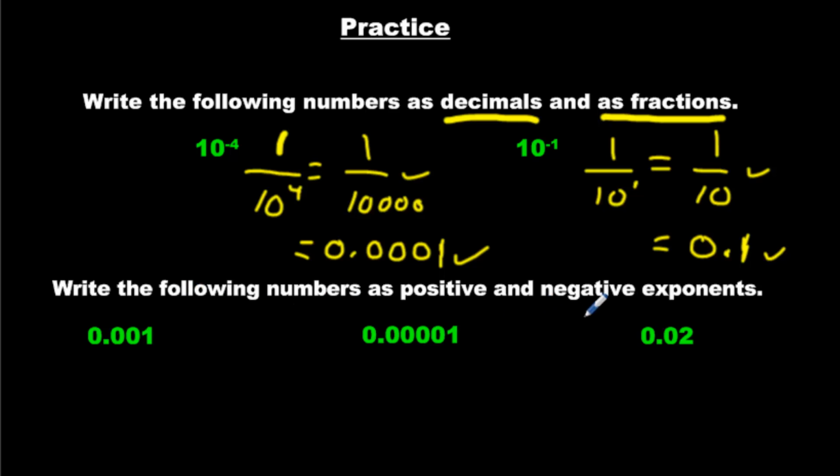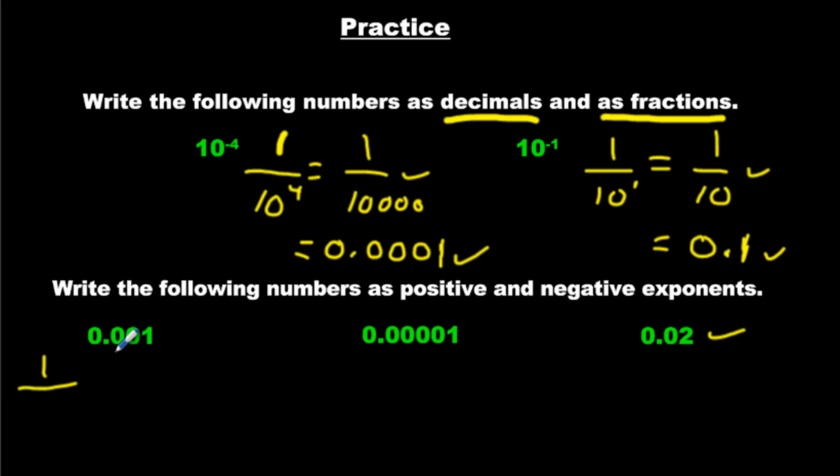Write the following numbers as positive and negative exponents. These two are a little bit at our level. This one's a little bit more advanced. See if you can do all three of them. Okay, checking our answers over. This is going to be, let's see here. We want a positive and a negative exponent. So we need to take this. Let's turn it over 1.